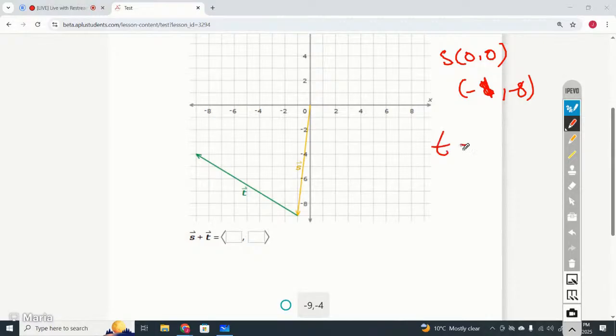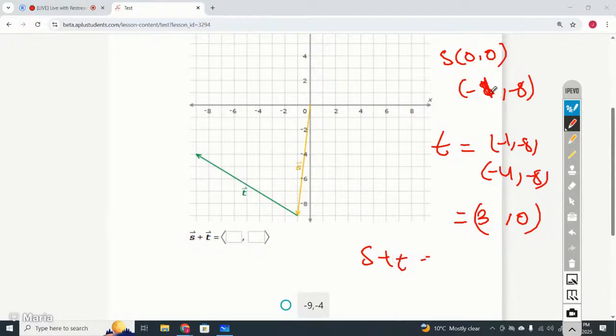So for the vector t, the first one is negative 1 and negative 8, then negative 4 and negative 8. So now let's just find the component of the vector t. So negative 4 plus 1 is 3, negative 8, 3 and 0. So the resultant vector s plus t equals, you need to add x component. So x component 3 minus 1 is 2 and 0 plus 8 is 8. So the resultant vector s plus t is 2 and 8.